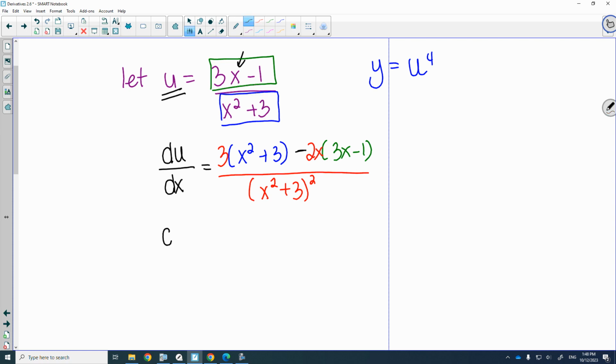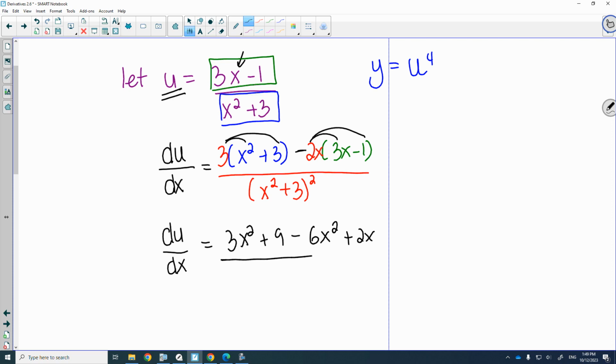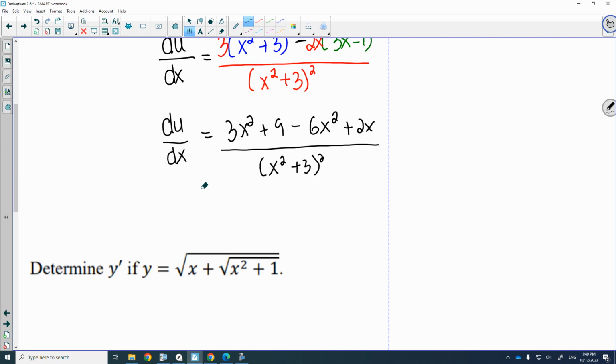Okay, let's clean this up. du over dx is equal to 3x squared minus 6x squared, which is minus 3x squared plus 2x plus 9, all over x squared plus 3 squared. So that's my du dx.